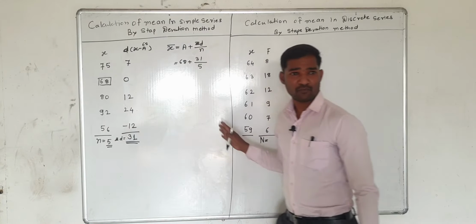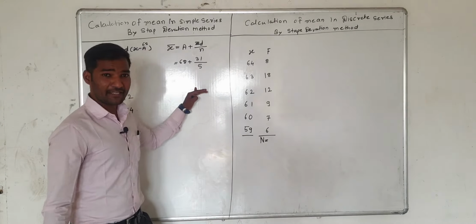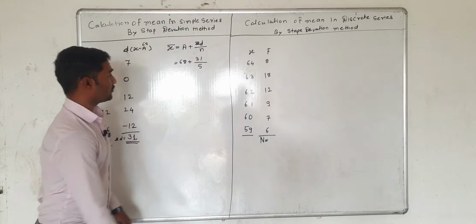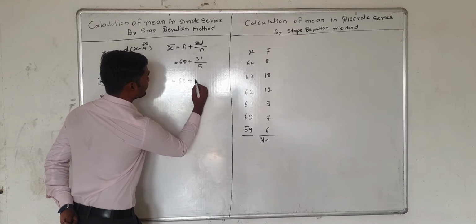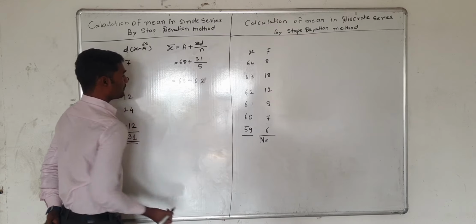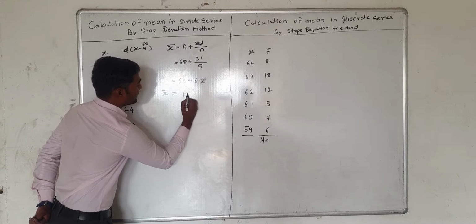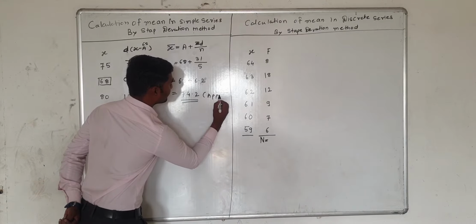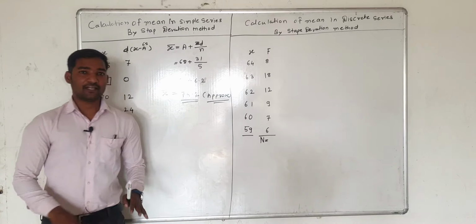Whenever you solve this type of equation, you should follow the BODMAS rule. Solve the bracket first, then division, then multiplication, then addition, and then subtraction. Okay. So we have applied the BODMAS rule. First divide: 31 divided by 5 equals 6.2, so 68 plus 6.2. So the final answer is x bar equals 74.2 approximately. Every statistical value is approximate. Okay, so got it? Let me explain in Hindi.